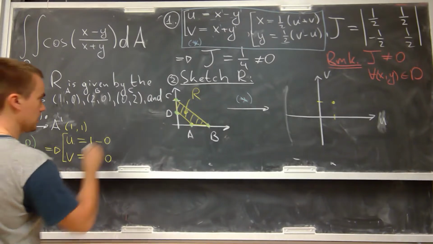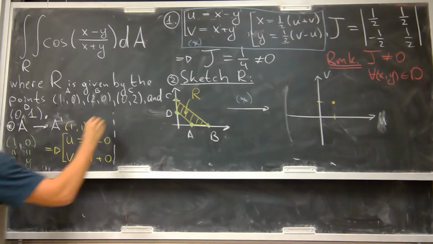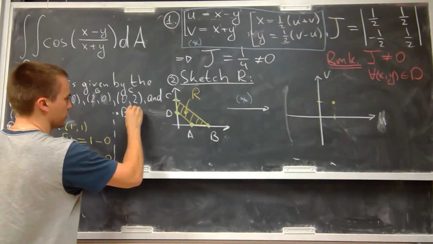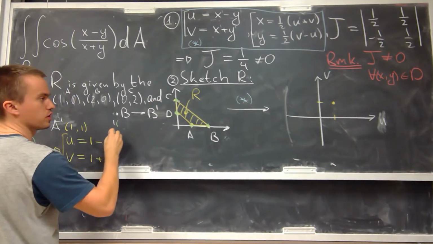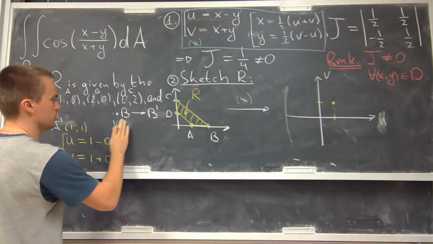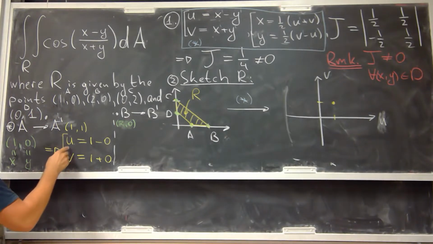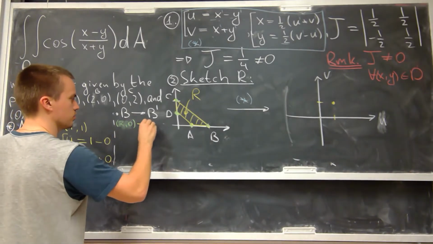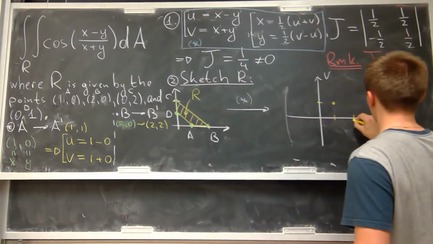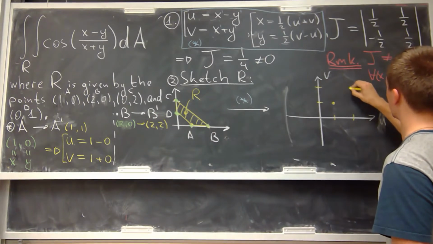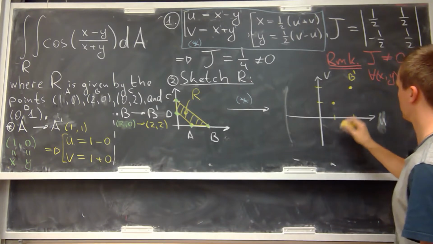Okay, so let's do the second point. The second point is B goes to B prime. My point B is given by the coordinates 2, 0. By using the same analogy for u and v, we can see it goes to the point 2, 2. So here I already can see what is going on. So this is my B prime, this is my A prime.